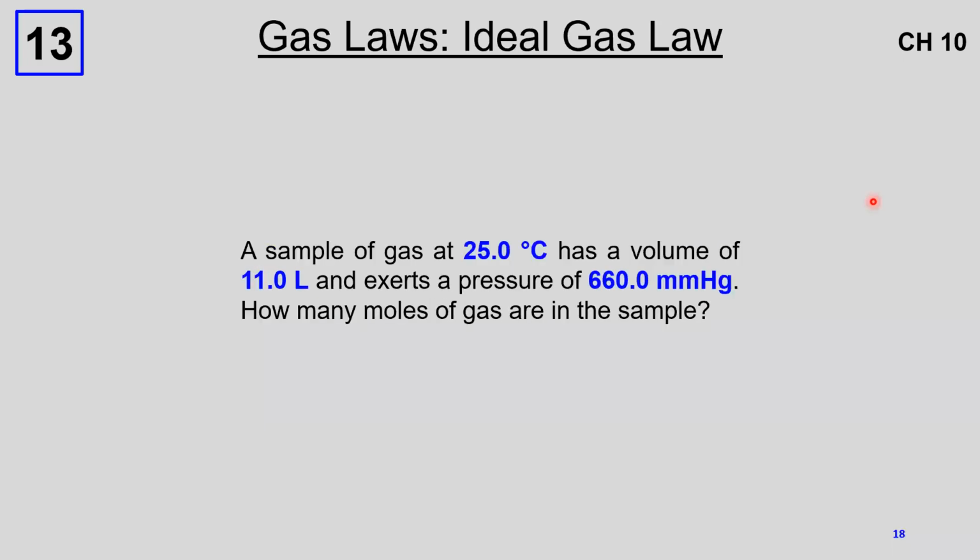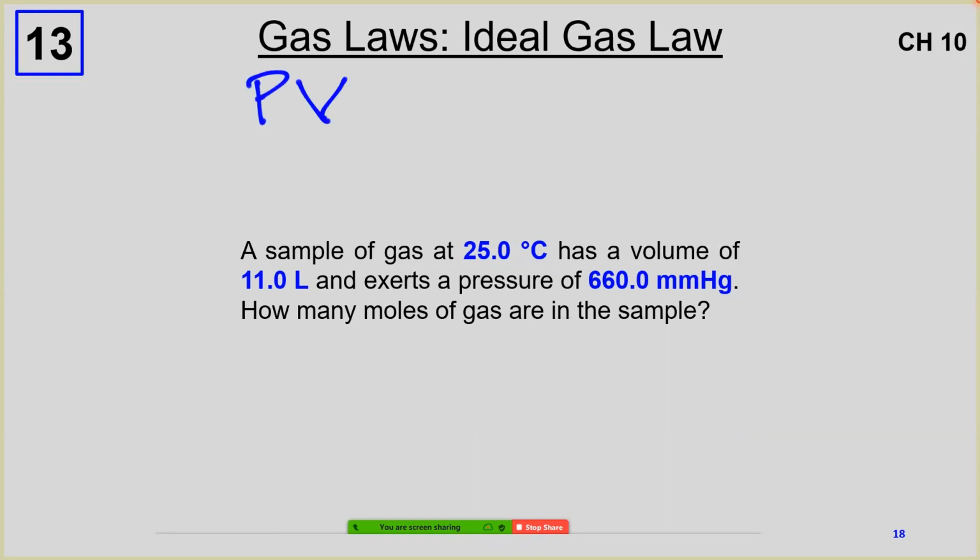All right, so second to the last gas law that we covered in chapter 10 was the ideal gas law. The ideal gas law basically combines three gas laws. One is Boyle's law, the other one is Charles's law, and then the third one is Avogadro's law. Combining all three would give us PV equals nRT, the ideal gas law. So that's P times V equals nRT.